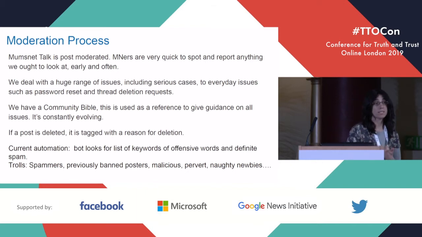When a post is deleted, it's always tagged with the reason that it was deleted, for example, racism or sexism, and all this information is stored by us. And we have a small amount of automation at the moment, mainly through bots looking for really obvious offensive words and spam.